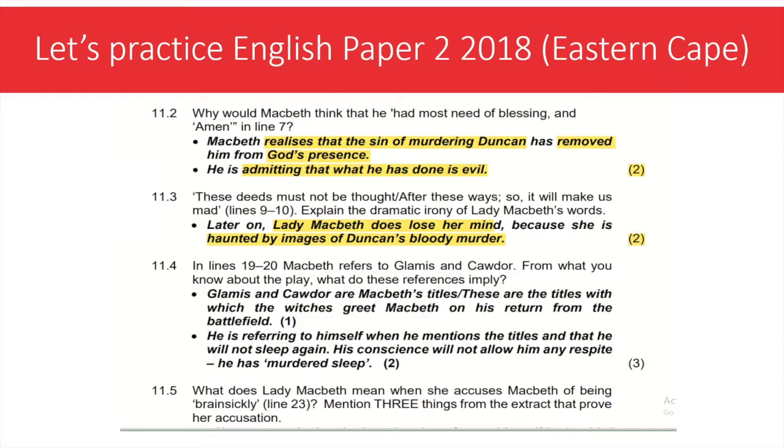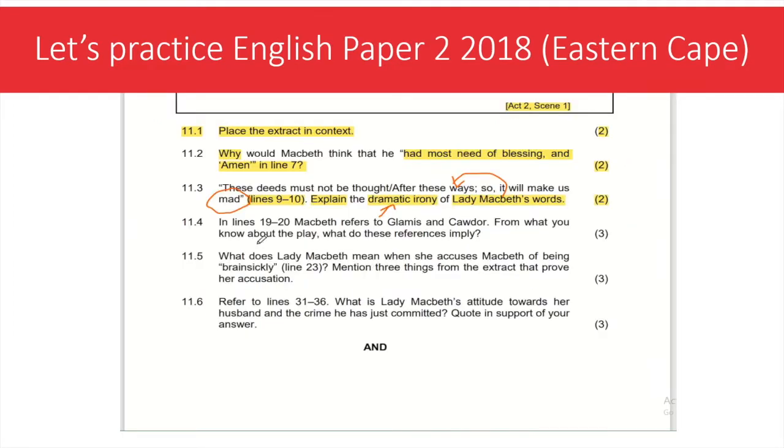For 2 marks. Let's look at 11.4. In lines 19 to 20, Macbeth refers to Glamis and Cawdor. From what you know about the play, what do these references imply? Okay, so we have to look at lines 19 and 20. He refers to Glamis and Cawdor. And then from your knowledge of the plot, what do these references imply?